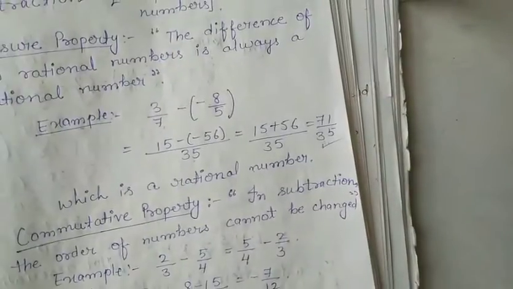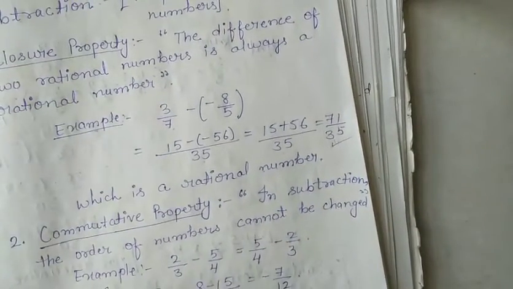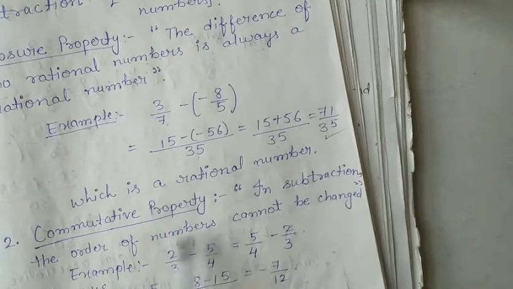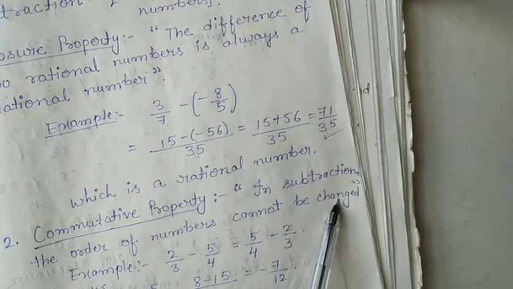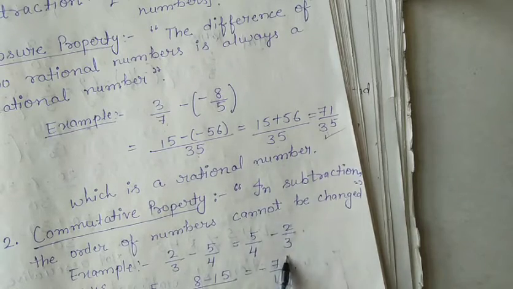Then there is the commutative property. In subtraction, the order of numbers cannot be changed. 2 by 3 minus 5 by 4 is not equal to 5 by 4 minus 2 by 3.